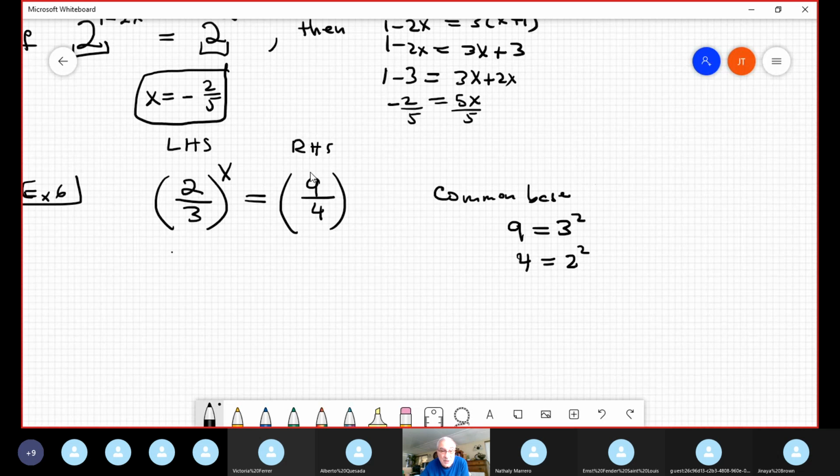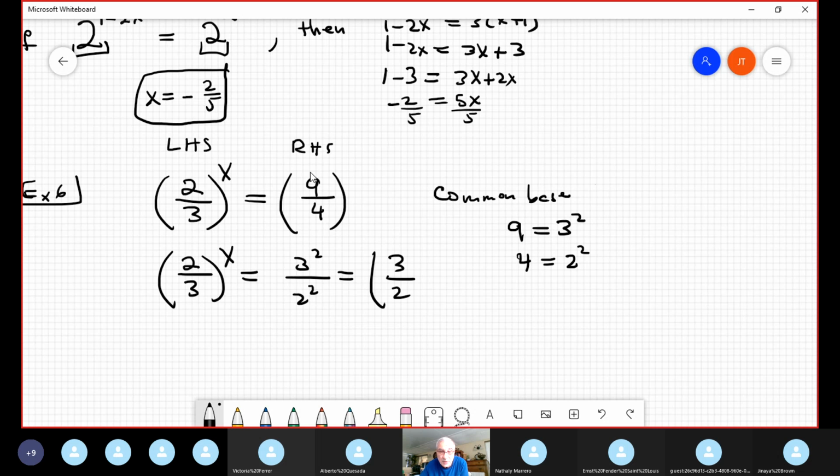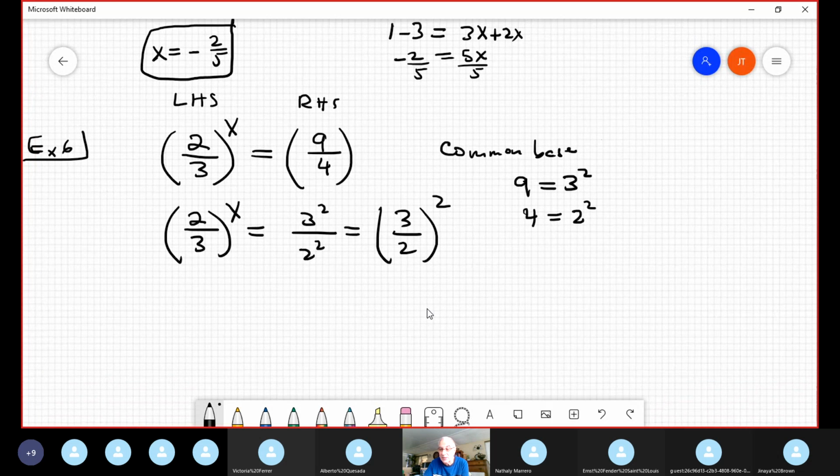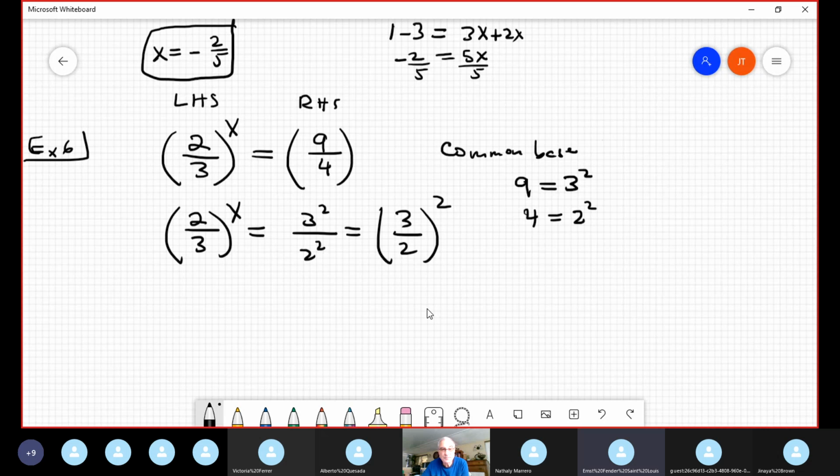Okay, Ernie, let me try to do it that way. Look, 2/3 raised to the x power. And 9 is 3 squared and 4 is 2 squared, no? And you can write, if you want, like that, 3 over 2 squared. It's the same, right? And you are doing exactly the same. You say now, flip it over. Which one? The left-hand side or the right-hand side? The right one. Okay. So 2/3 stays the same.